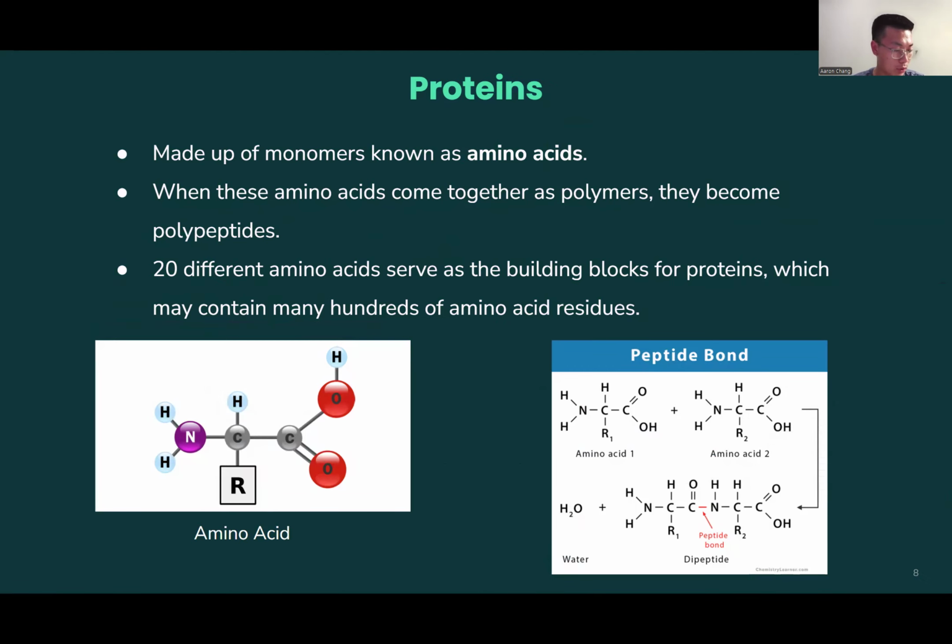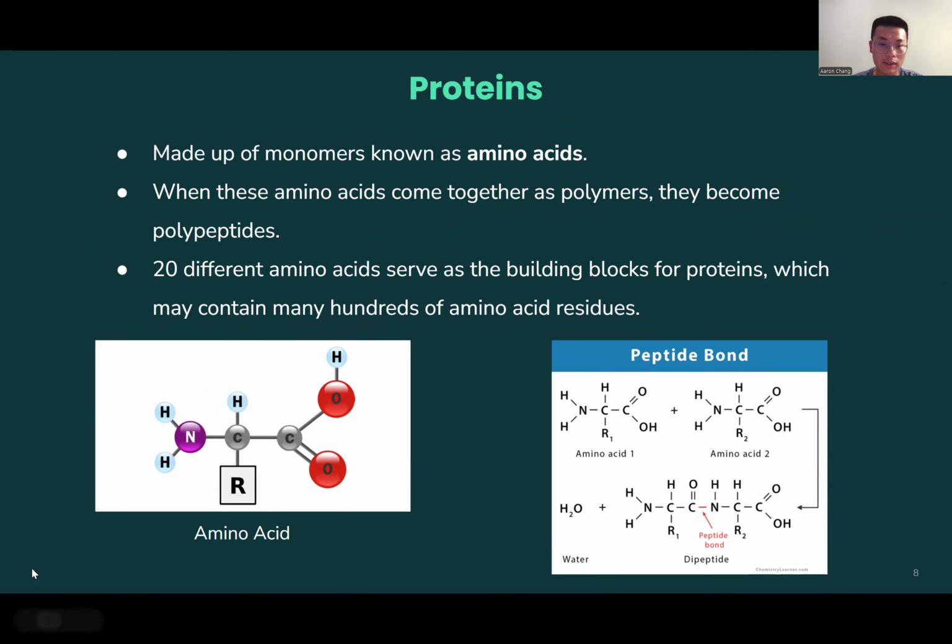Next, we have the proteins. They are made up of monomers known as amino acids, and when these monomers come together, they become something known as polypeptides. There are 20 different amino acids that serve as the building blocks for proteins, which may contain many hundreds of amino acid residues. These proteins have different orders in amino acid sequence.